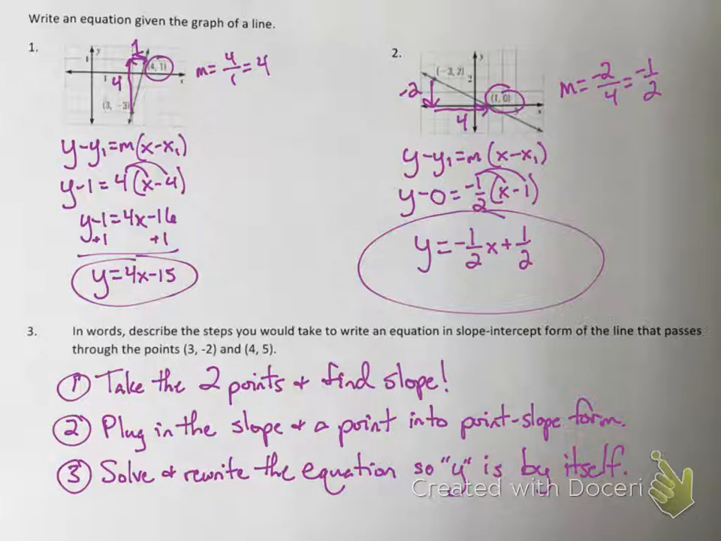It's a 3-step process. You have 2 points, take them and find the slope. Second step is to plug in the slope and the point into point slope form. Then if we're going to take it to slope intercept, we have to move things around, rewrite the equation so that y is by itself. So all that question there is just asking you to put it in words. For some of you, that might be helpful just to see those steps summarized like that. But again, it's the same process. It's just asking to put it in words.